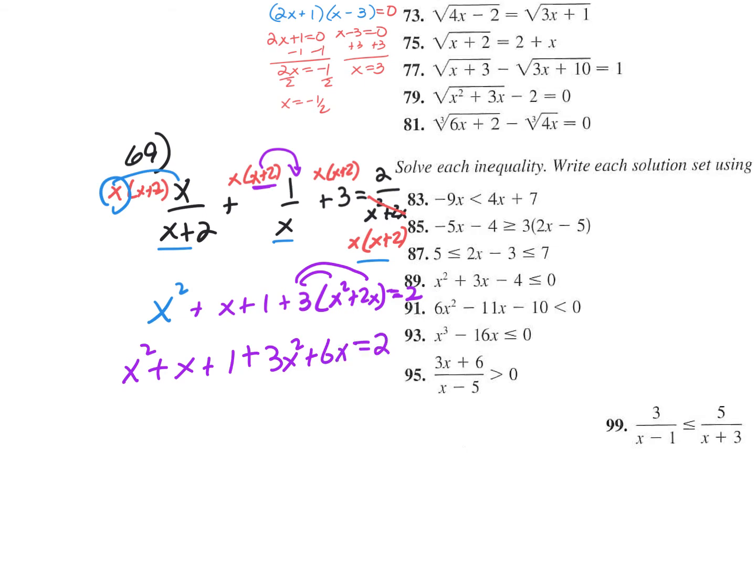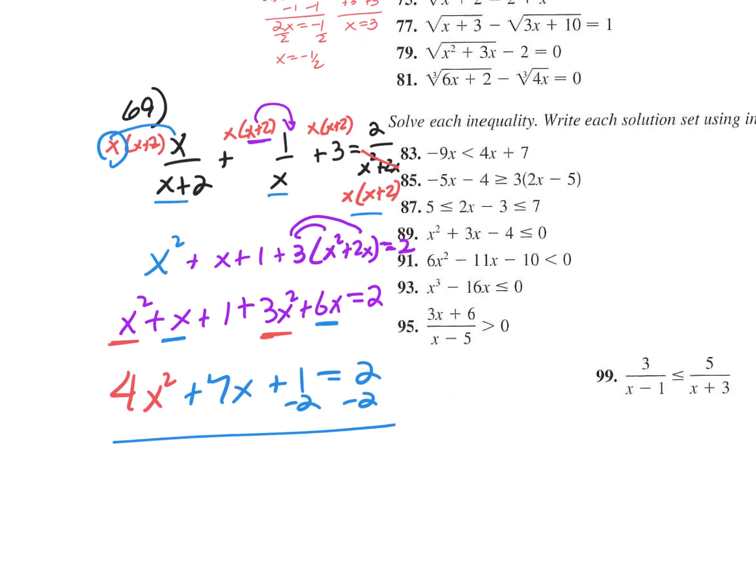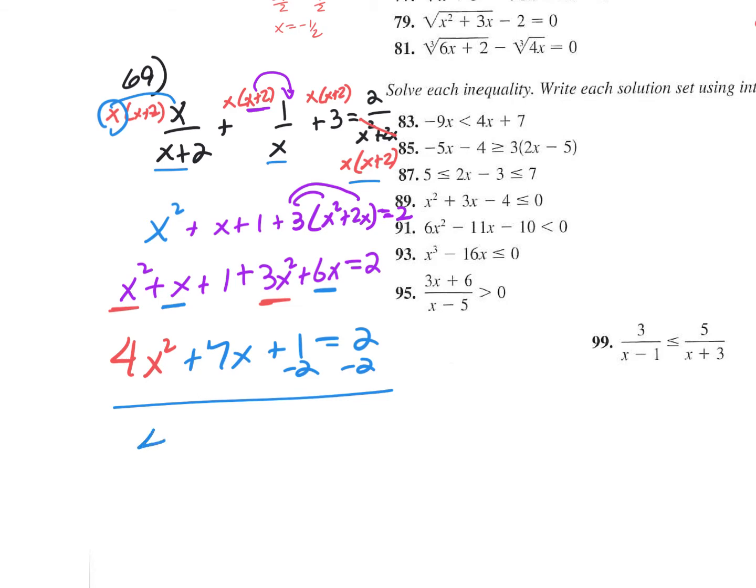I need to start combining like terms here. So I have an x squared and an x squared. This becomes 4x squared. Then I have an x and a 6x. This becomes 7x. I've got the 1, but now I need to move the 2 over. So now I have 4x squared plus 7x minus 1 equals 0.